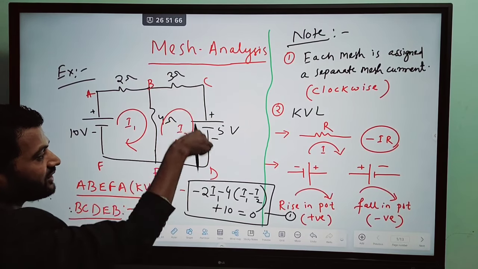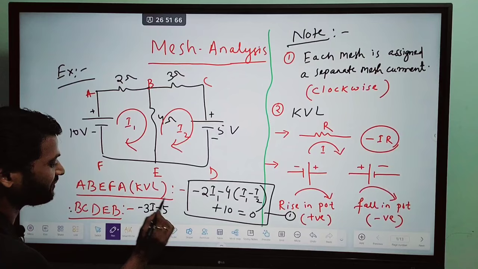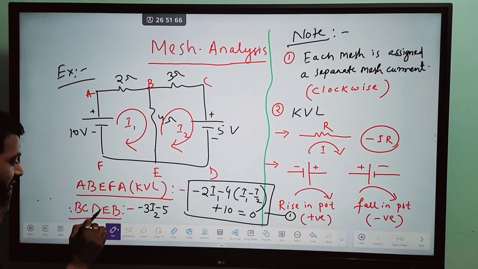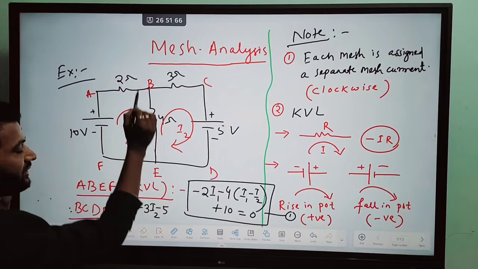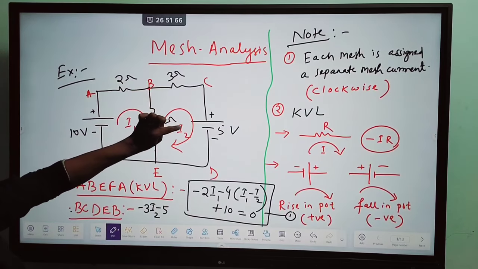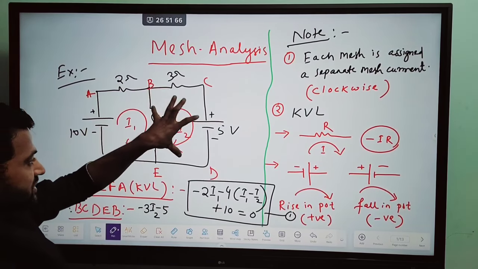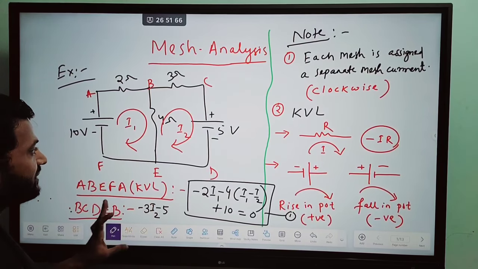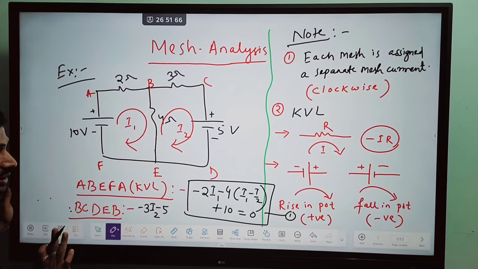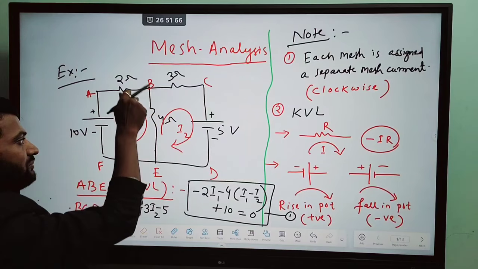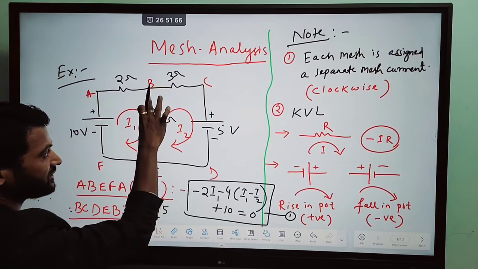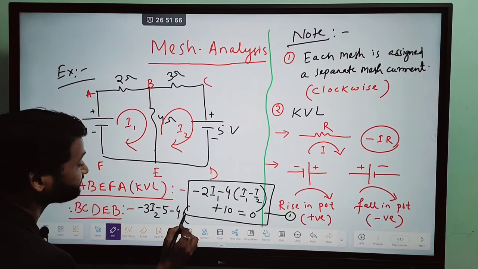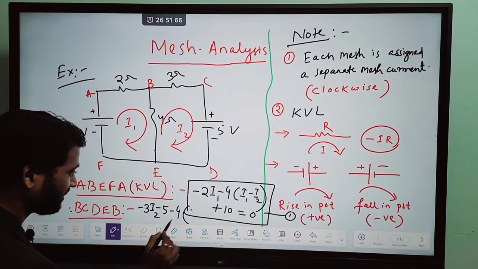Positive to negative, we are coming, that is a fall in potential, minus of I. Next is D to E, nothing is there, leave it. Then E to B is the common branch for mesh number 2 and mesh number 1. Since we are considering mesh number 2 as our primary mesh, since we are applying KVL here, I2 will be dominating over I1. So what is the net current? I2 minus I1. And what is the potential drop? Minus. So here it is minus I2 minus I1.